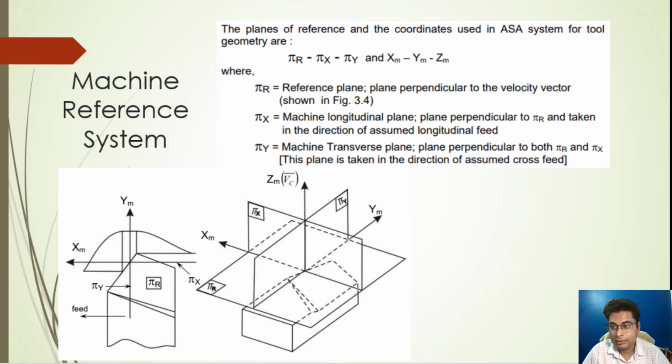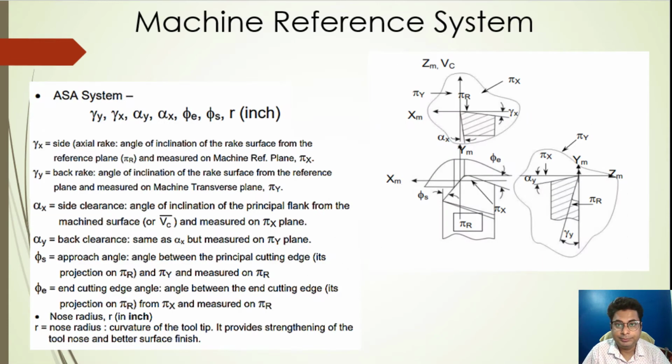Now moving further, in the ASA system of referencing, a cutting tool is generally specified in this manner: gamma y, gamma x, alpha y, alpha x, phi e, phi s, and r in inch. Now what are these? These are nothing but the angles. Gamma y is your back rake angle. This is the angle of inclination.